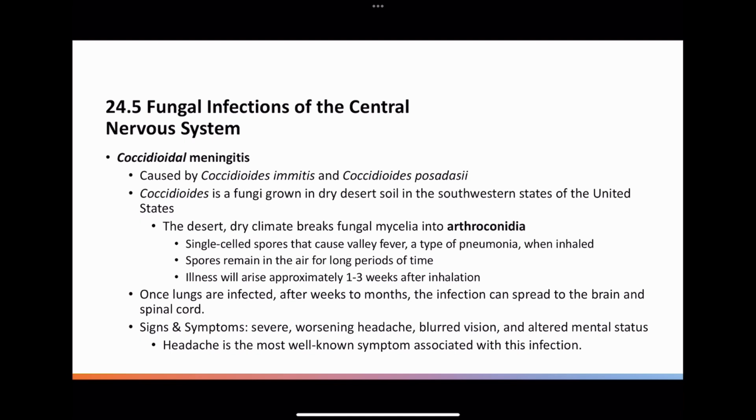Fatigue and joint pain may be the only symptoms of the infection, but they last for long periods of time and can last up to months, giving this disease its nickname, desert rheumatism. Other signs and symptoms include severe worsening headaches, blurred vision, and an altered mental status. The headache is the most well-known symptom associated with this infection, so it is important to get checked out by a doctor when experiencing any of these symptoms and visiting any of these areas.